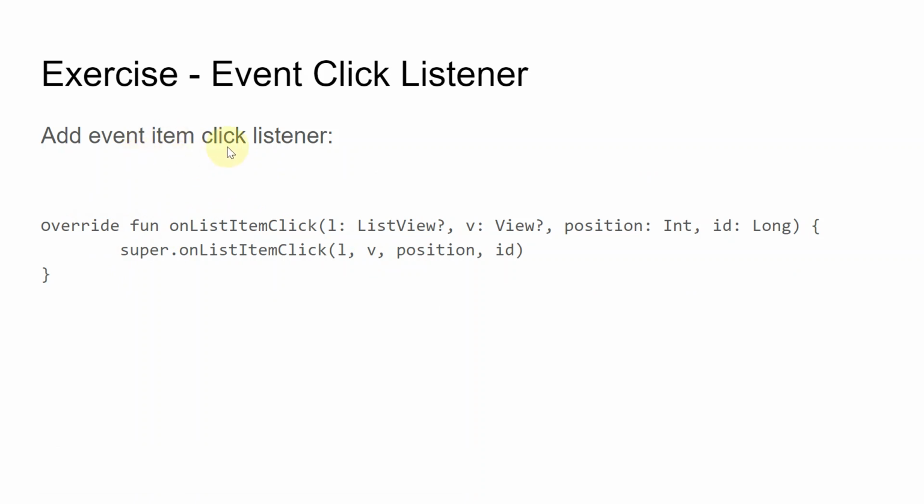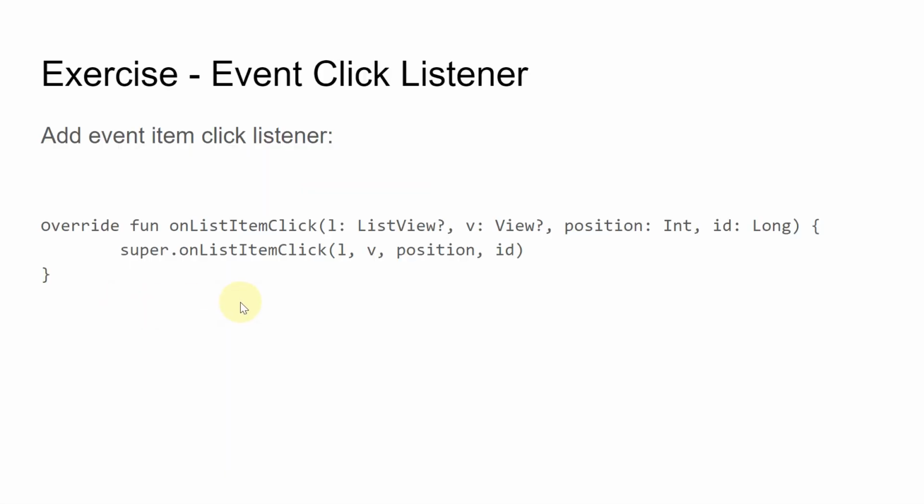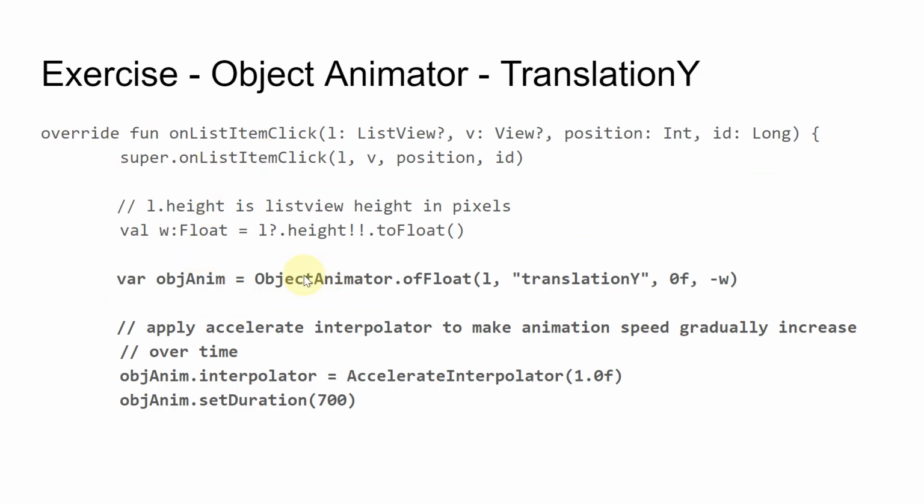I'm going to add an event listener for when I click an item on the list view, and I want to apply animations on it. So we override onListItemClick here, and then we create the object animator to apply the translation. First thing first, I want to move the object, the translationY property, by as much as its own height.